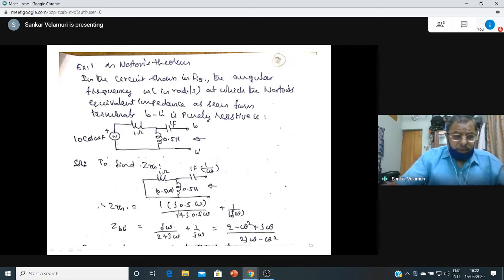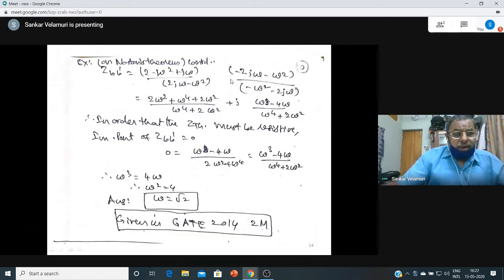Minus j 1 by omega C in that sense. Either way it is the same. So I take this value and convert that into Z BB' is equal to Z Thevenin. Taking this one, multiply by the complex conjugate pair, we get this, solve this one, and separate the real and imaginary parts. In order for Z Thevenin to be resistive, the imaginary part of Z BB' must be 0.